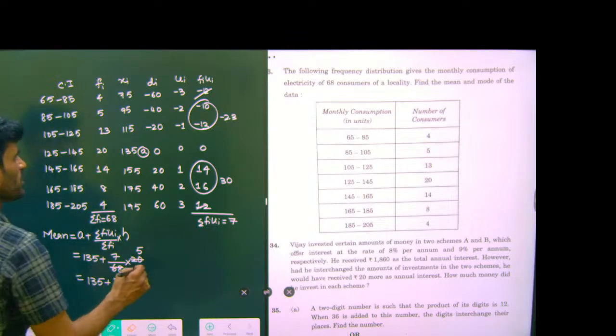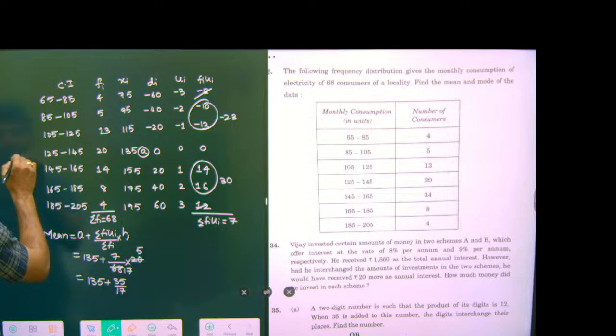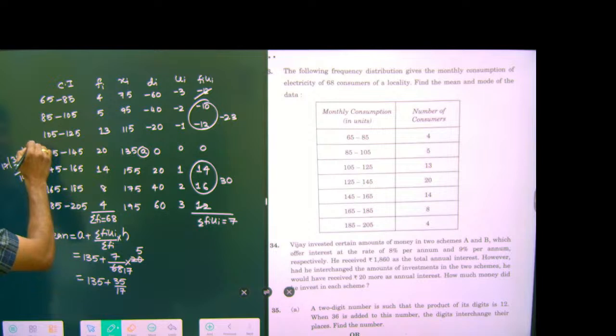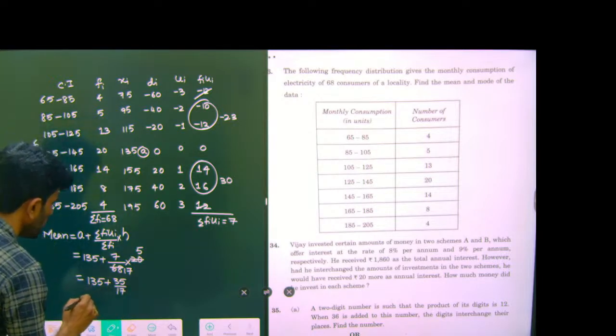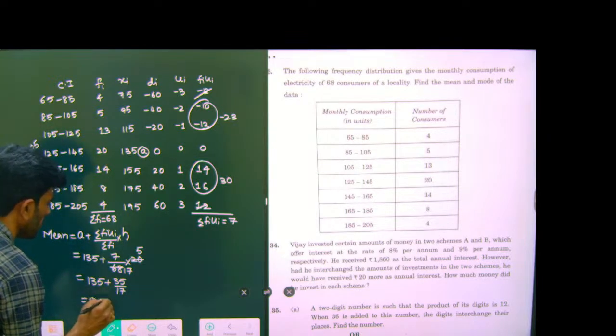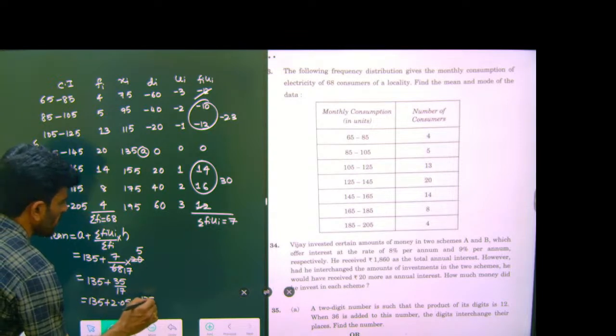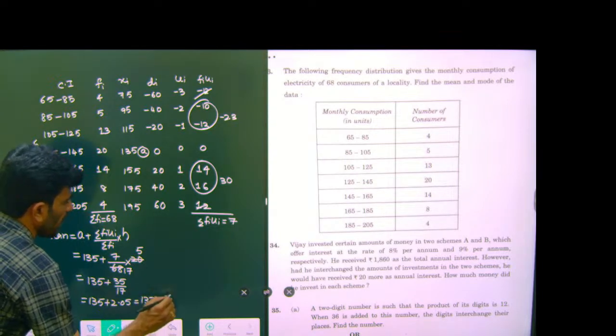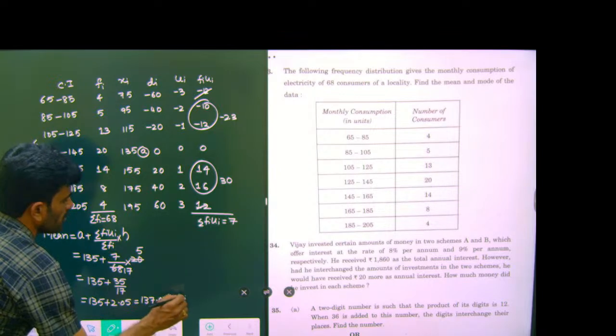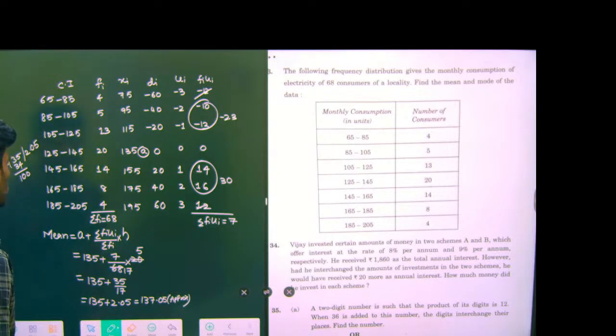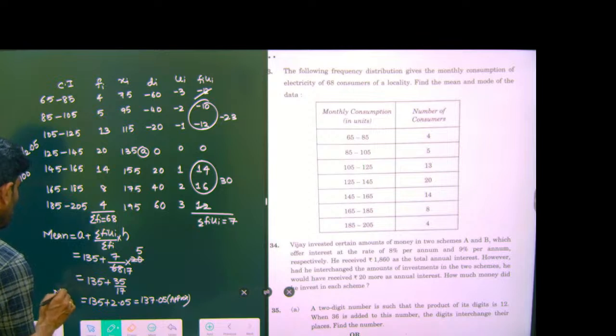So we have to divide 35 by 17. 17 2s are exactly 34. 1 will be left. So 0.0, but 10 will not be divided by 17, so we take 100, 17 5s. Up to 2 digits we will find out. So it will be 135 plus 2.05, which is 137.05 approximately. This is the mean of the given data.